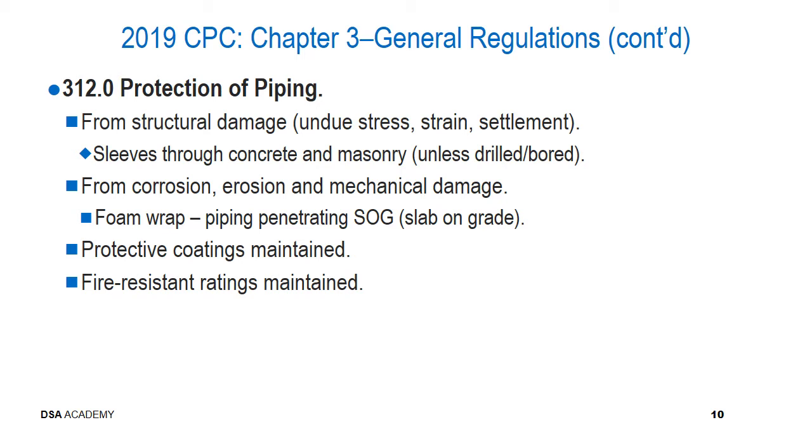Another protective coating is fire resistance coatings. These have obviously got to be maintained, and if these are compromised and it looks as though these piping systems may be inadvertently covered up, it's important that the project inspector remind the contractor to replace or repair any areas where fire resistance ratings may have been compromised during the installation process.